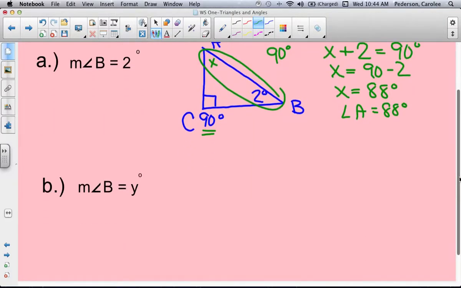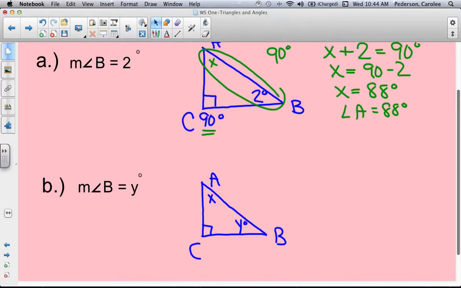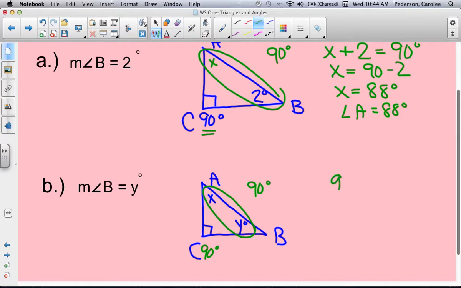This picture looks a little bit different because now our given angle is just an expression for y. So here is our 90-degree measure, and here's our angle B, which is y degrees, and this is our unknown angle A. Again, these two angles must add to 90 degrees, since this is 90 degrees down here. So to find the angle for x, you just take 90 minus y degrees is the measure of angle A.